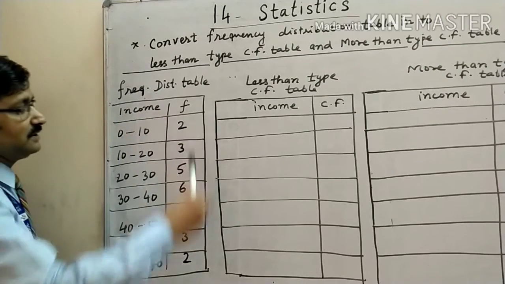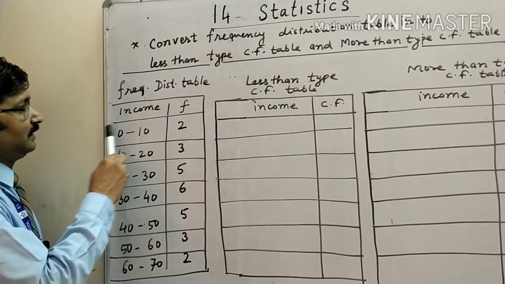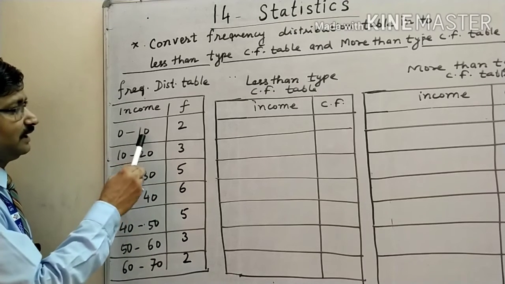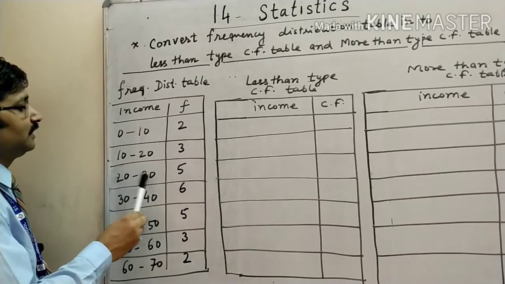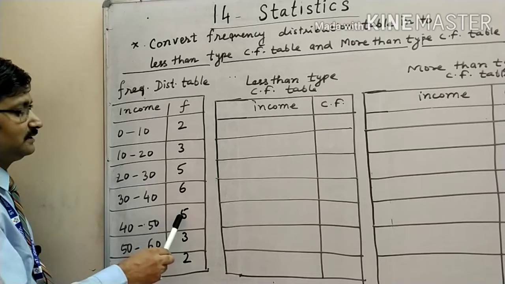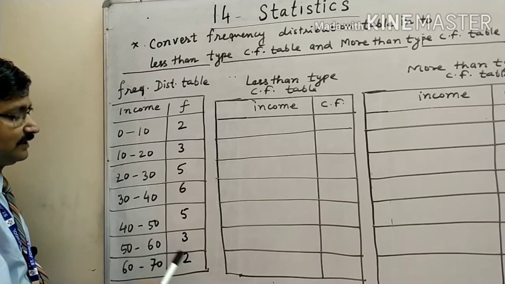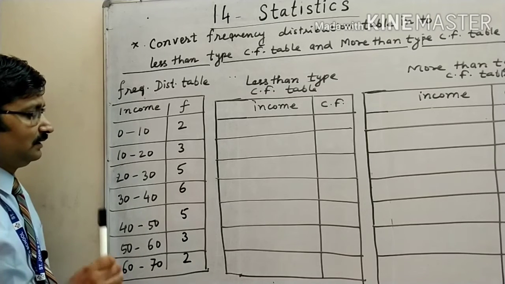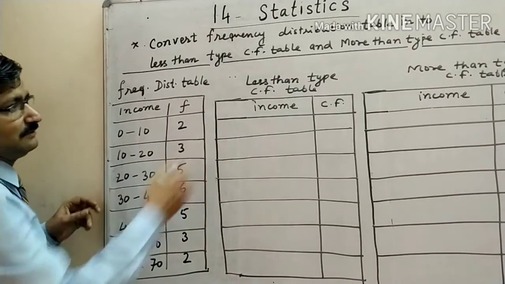Look here, a frequency distribution table is given to you. Income is given here, and these are the frequencies. Income 0 to 10 has frequency 2, 10 to 20 has 3, 20 to 30 has 5, 30 to 40 has 6, 40 to 50 has 5, 50 to 60 has 3, and 60 to 70 has 2. This is the frequency table given to you. Now look here, you write the less than type CF table.